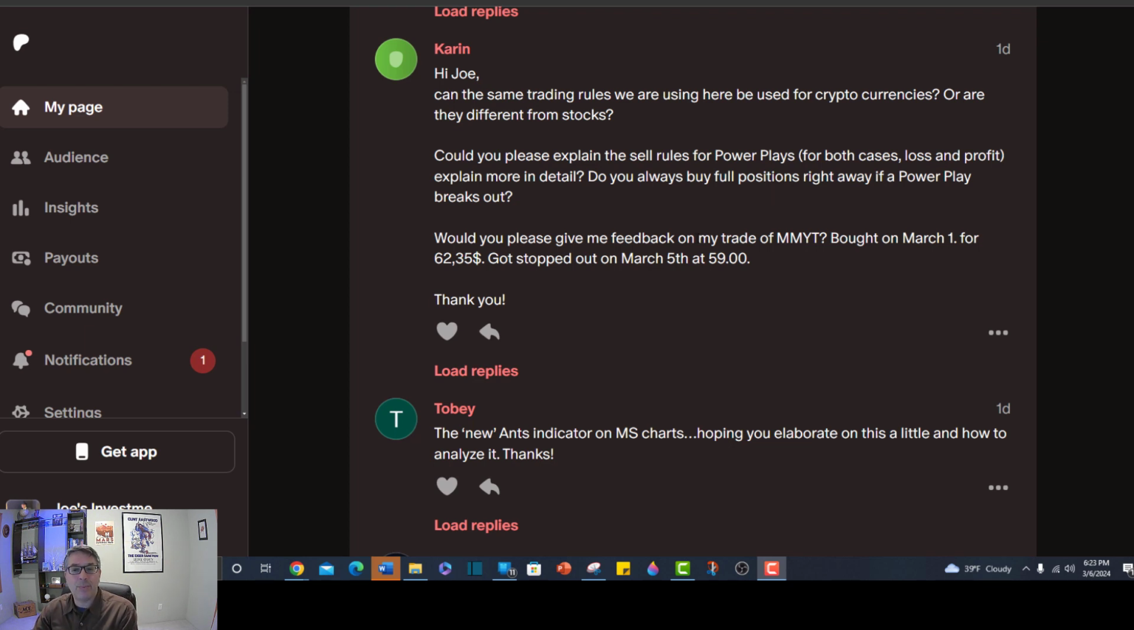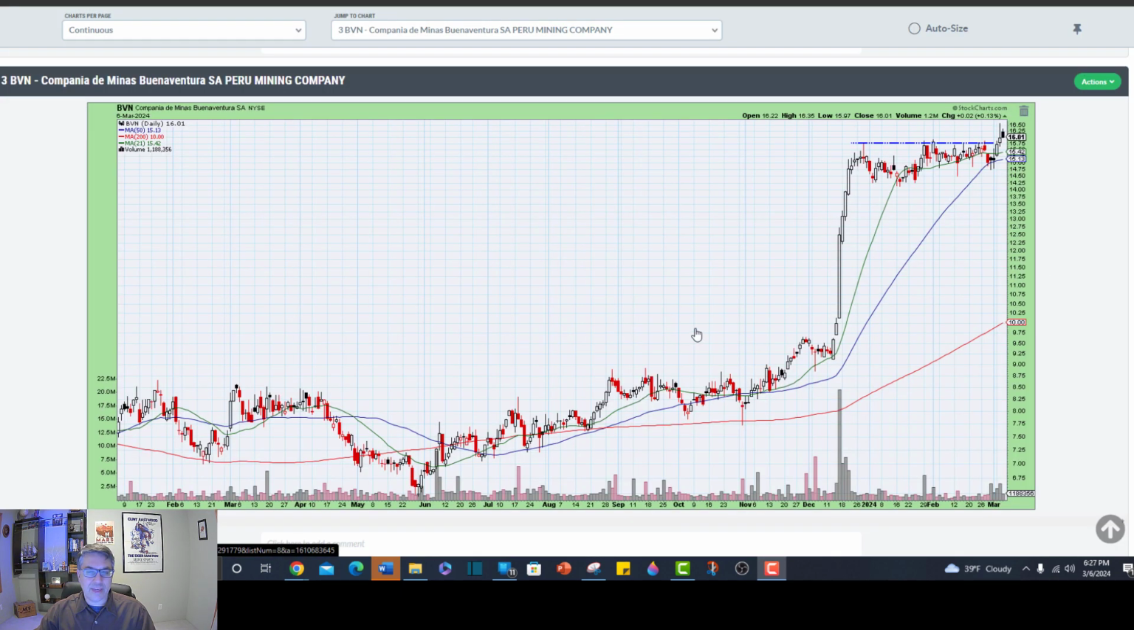Now, let me explain the rules for a power play. It's pretty easy, actually. You just have to look at some examples and you'll get it. And this is a term that came from Mark Minervini. It's in his second book. There's a section on power plays. I trade them a lot. Let me see if I can find a couple examples. Okay, this is a power play that we could potentially play right now.